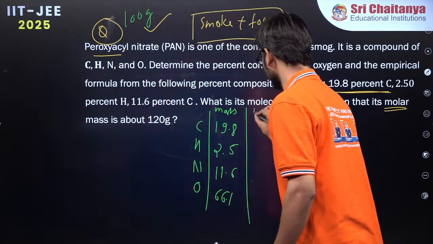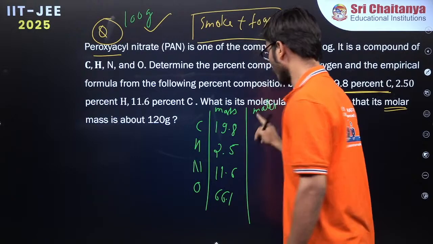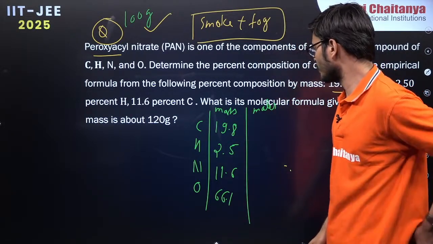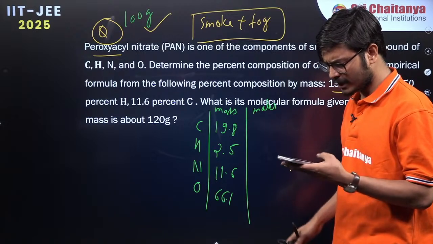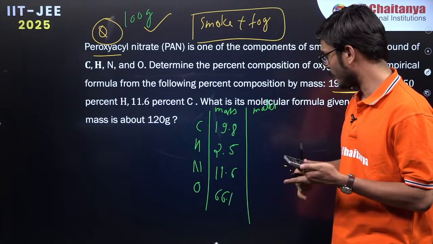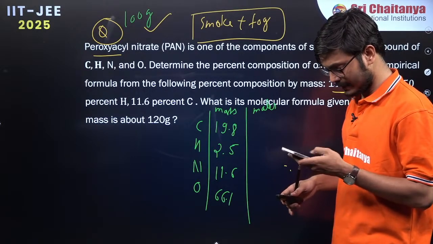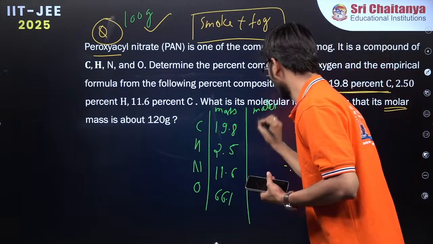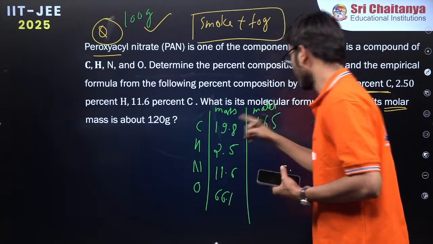So what are the moles? Give me the value of moles, beta ji, quickly. What is the mole for carbon? Give me the mole of carbon, please. I want exact values, otherwise it won't come. So 19.8 divided by 12, right? So 1.65 is the moles of this one, right?